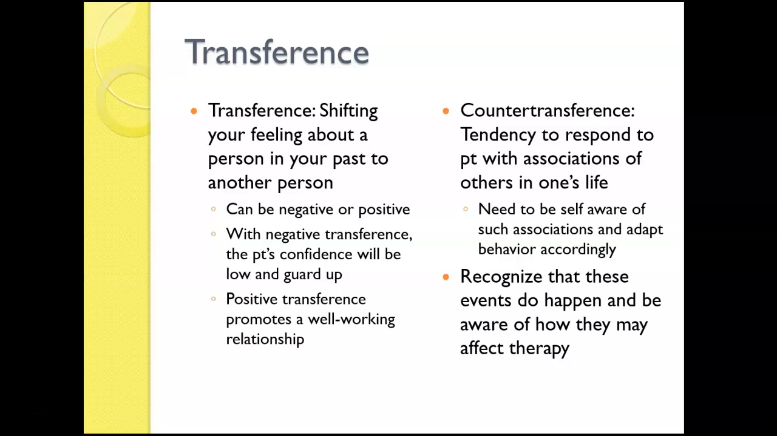A positive transference would be the patient has a therapist that looks like their grandmother. Well, I don't know. Or their aunt that they're really close with. That would be a positive transference. It can also go the opposite way, which is a countertransference. This is when it goes from the therapist to the patient.